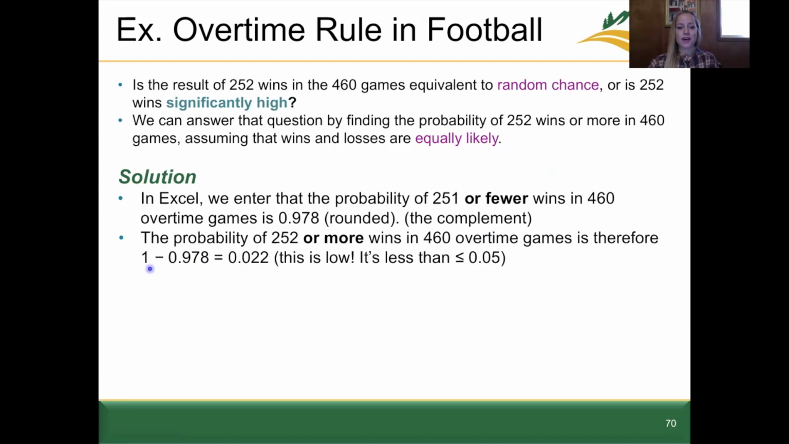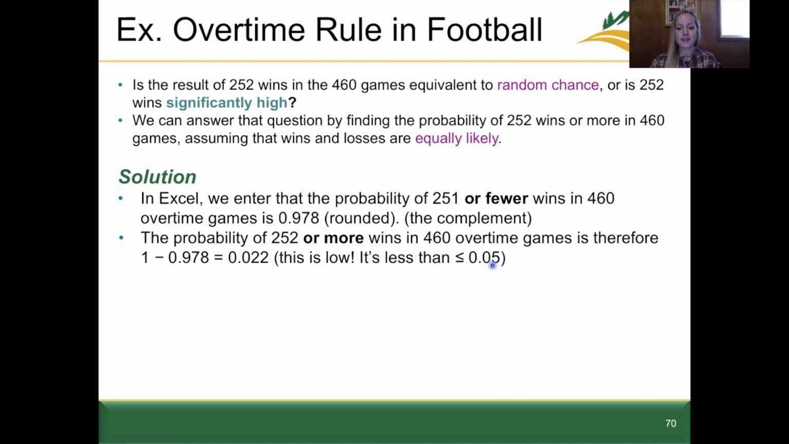Now we take 1 minus 0.978, that's 0.022. This 0.022 is the probability of 252 or more wins in this number of overtime games. This value is 0.022. That's low. That's less than 0.05, and that's the cutoff we're going to use to determine if this number is significantly high or not.